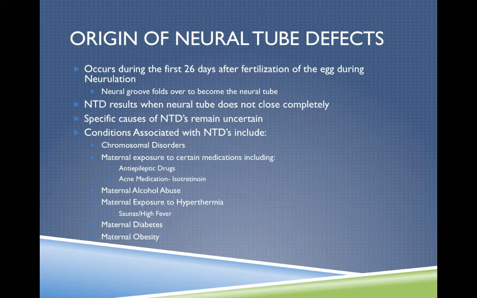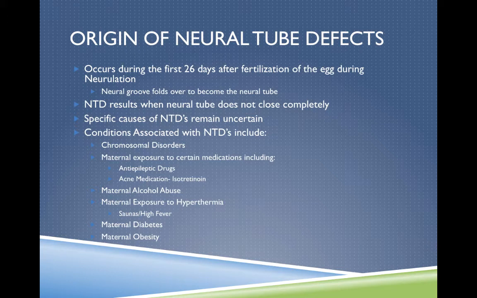The origin of neural tube defects. Neural tube defects occur during the first 26 days after fertilization of the egg, during neurulation. Neurulation is the first step in the proper formation of the central nervous system. Then the neural groove folds over to become the neural tube, eventually becoming the spinal cord and the vertebral arches.